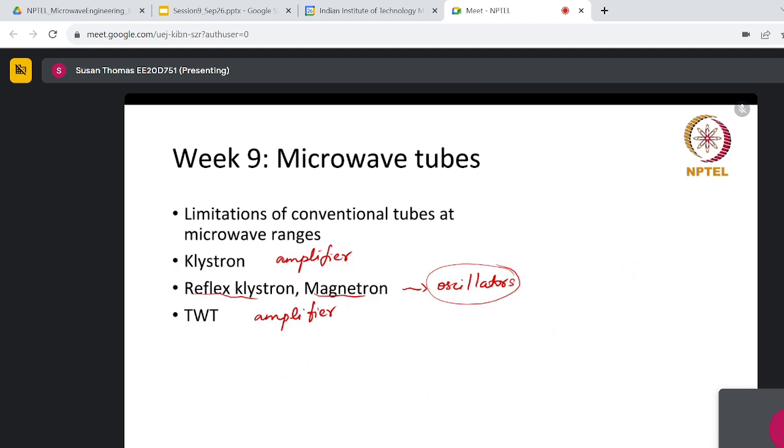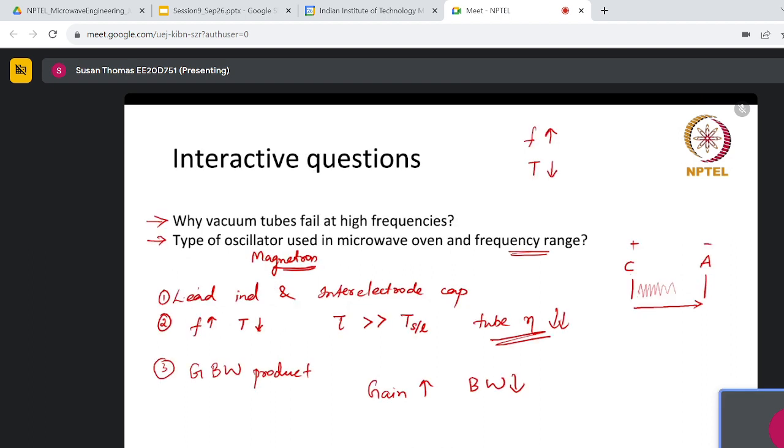From 9 to 12 gigahertz, no? The frequency. Sorry, that's not the right answer. So the right answer is 2.4 gigahertz. If you remember, this is a quite well-known number to us.